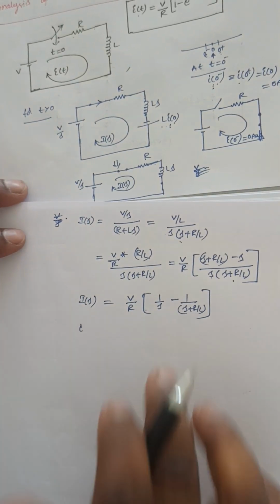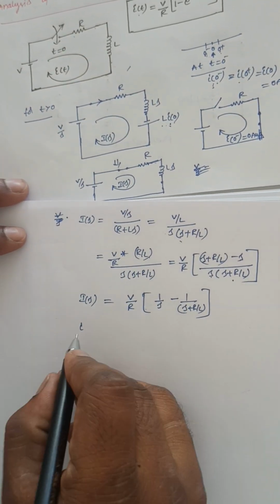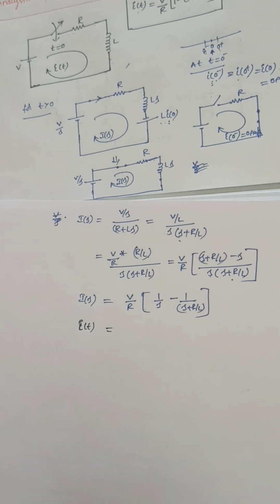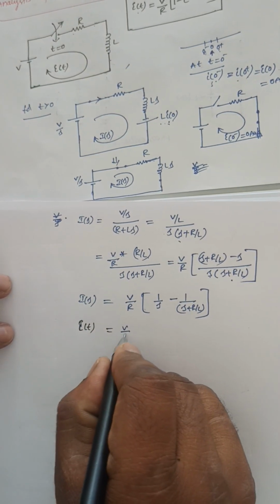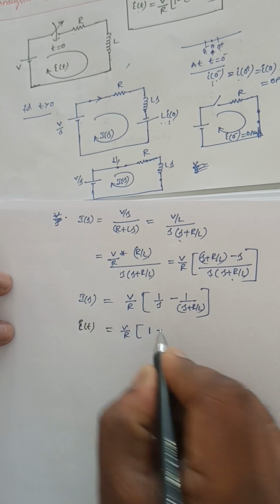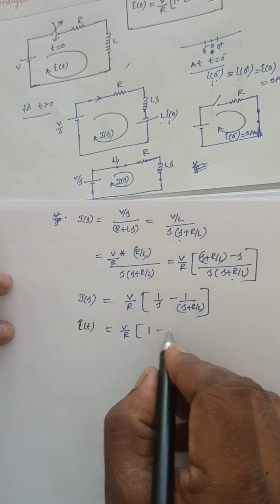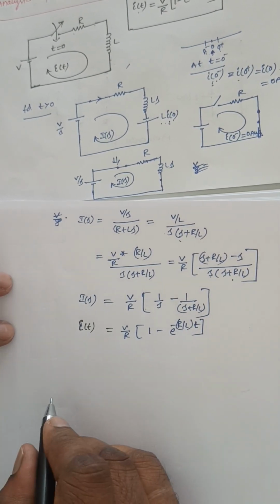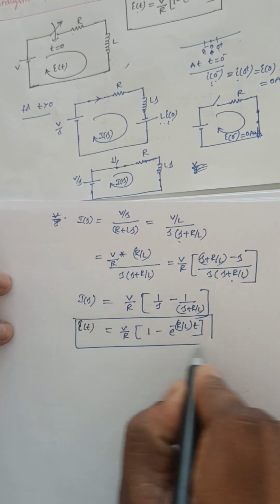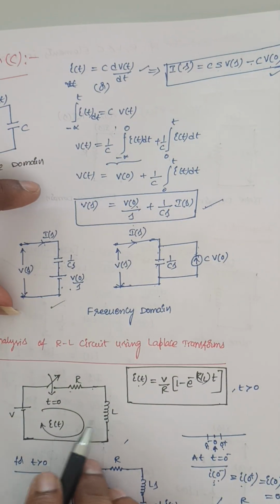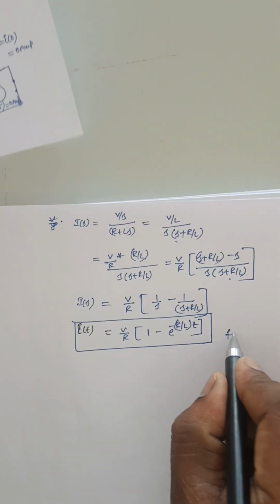If I apply the inverse Laplace transform for this expression, it will become I of t, that is equal to b by r, and for 1 by s it is 1, and it is 1 by s plus a. The inverse Laplace transform for this one is e power minus r by l into t. So this is the expression for the current that is flowing through the inductor, through this RL circuit loop, for t greater than 0.